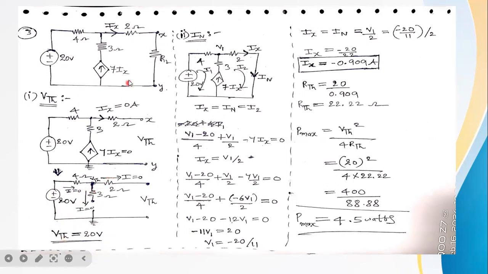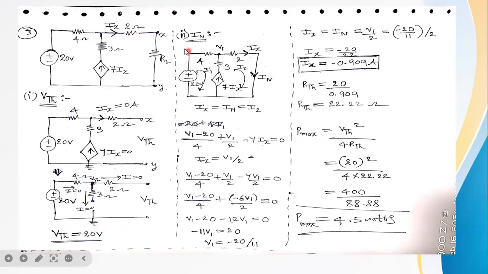Understood? So first open the load, and once open, no current flows in the 2 ohm resistor. That's why Ix is equal to 0. When Ix is 0, 7Ix is 0, so the source acts as an open circuit. Under open circuit condition, no current flows into the 3 ohm, 2 ohm and 4 ohm resistors. Current flowing is 0, so the voltage drops are 0. That's why Thevenin's voltage is equal to the source voltage, VTH equal to 20 volts. So this is the Thevenin's voltage.